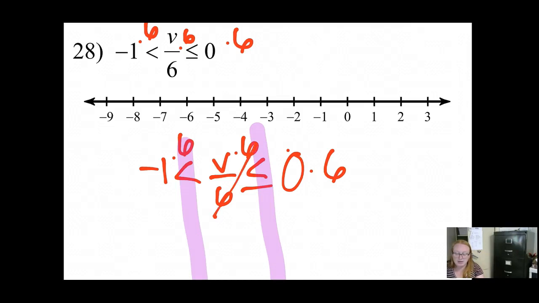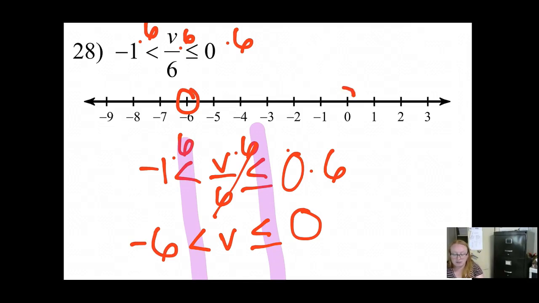This cancels. I get just a V. I'm going to put my signs in. I get 0 times 6 is 0. I get 6 times negative 1 is negative 6. I'm going to put a dot on negative 6. It's open. There's no equal sign. I'm going to put a dot on 0. It's closed. There is an equal sign. And I'm going to color in between because that's what it tells me to do.